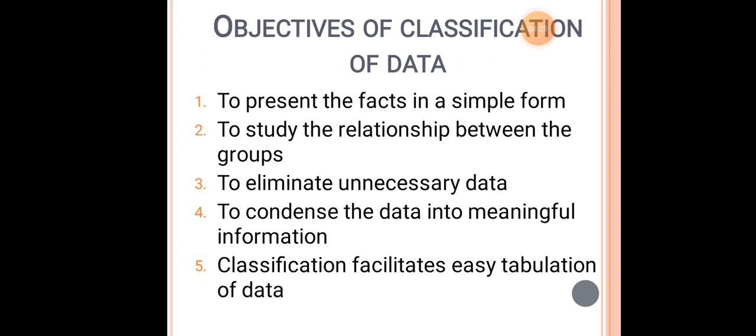So why do we do classification of data? The objective of classification of data is to present the facts in a simpler form. In a simpler form, in the sense, for example, I will take the example of your class. There will be a strength of 30 students, where 14 students will be boys and 16 students will be girls. So how will I get to know how many boys are there, how many girls are there within a glance of time?